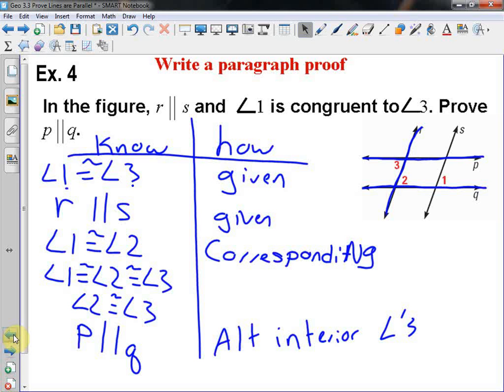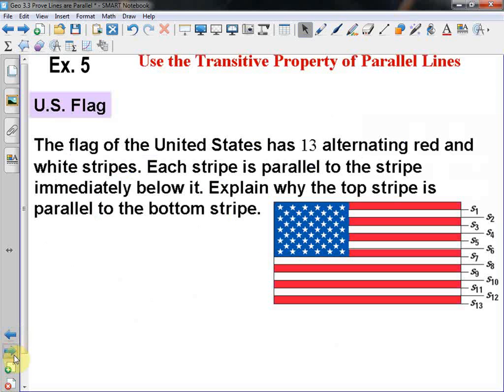Okay, now moving on to our last one, which is example. No, I don't think it's our last one. I think we have one more after this. So here we have the United States flag, which has 13 alternating red and white stripes. Each stripe is parallel to the stripe immediately below it. Explain why the top stripe is parallel to the bottom stripe.